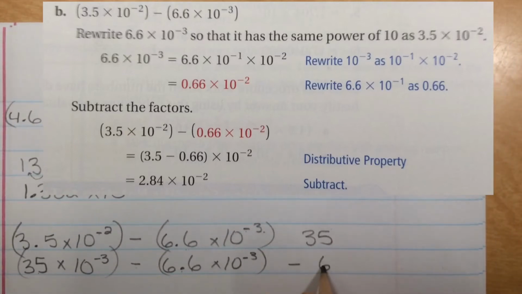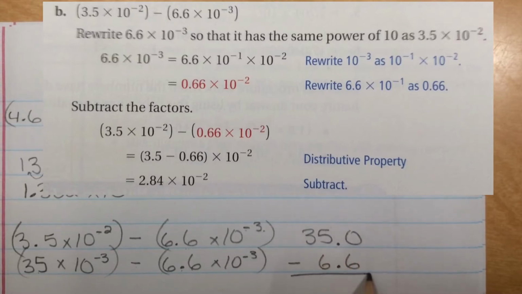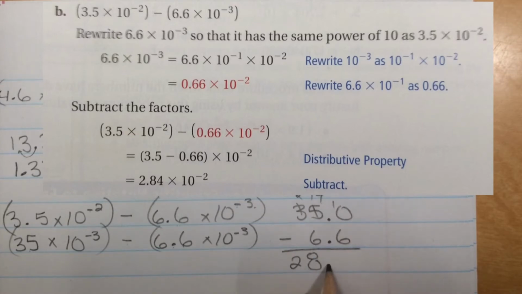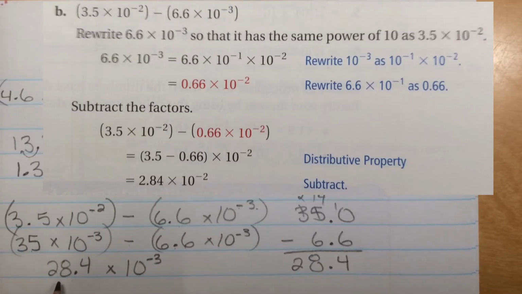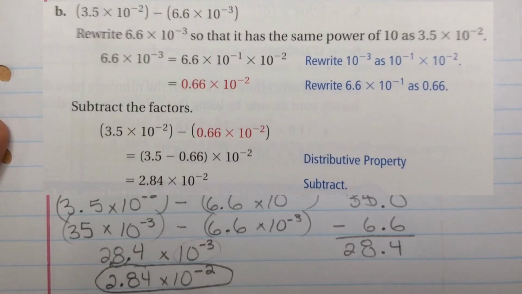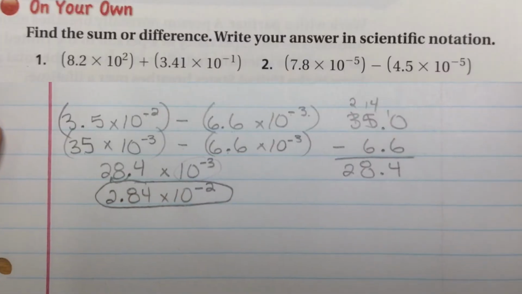35 minus 6.6, lining up the decimals, of course. So we have this and that and this and that and this, 28.4. So 28.4 times 10, and we keep that power of 10, to the negative 3. Once again, it's no longer written in scientific notation. It's a quick fix. We'll make this smaller by 1 power of 10, so we'll make this larger by 1 power of 10, and we get 2.84 times 10 to the negative 2nd power, which is what they came up with. Good for them. Now we've got some on your own problems.